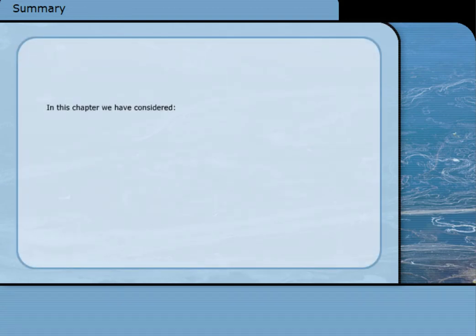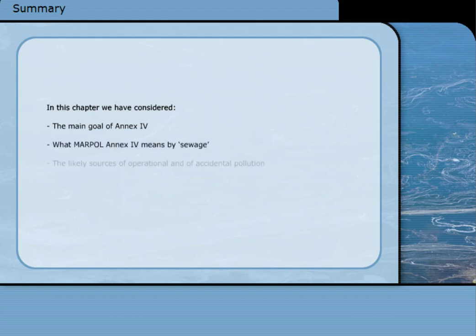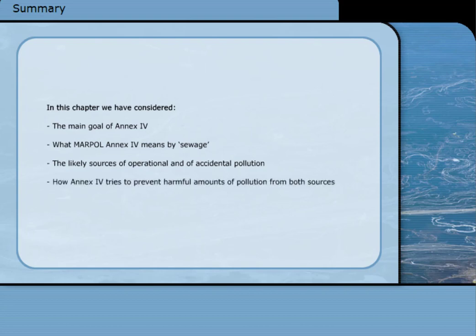We have now reached the end of this chapter on MARPOL Annex 4. We have considered the main goal of Annex 4, what MARPOL Annex 4 means by sewage, the likely sources of operational and of accidental pollution, and how Annex 4 tries to prevent harmful amounts of pollution from both sources.